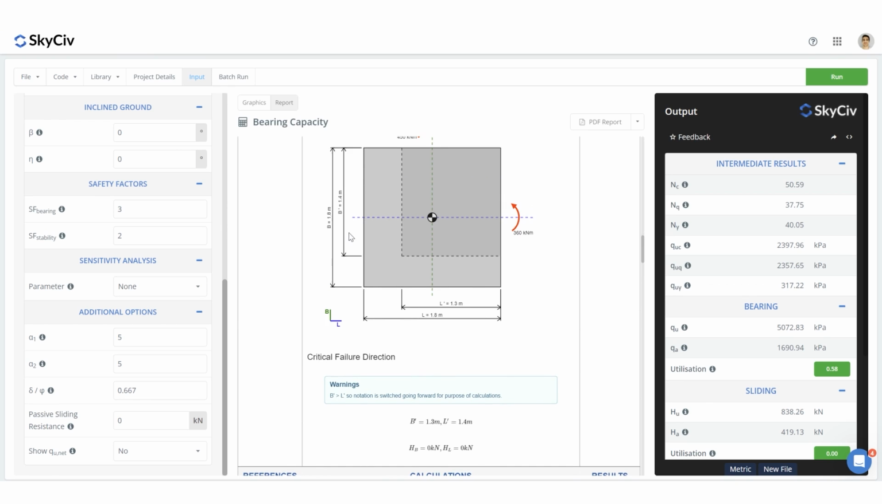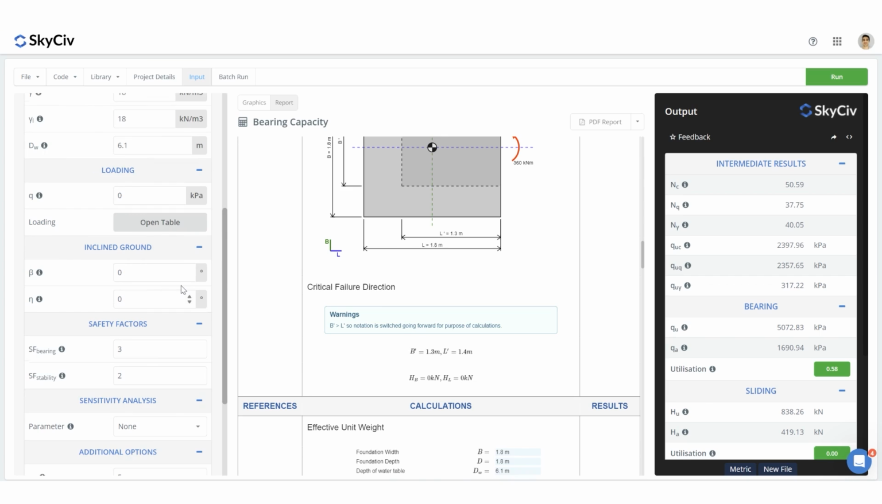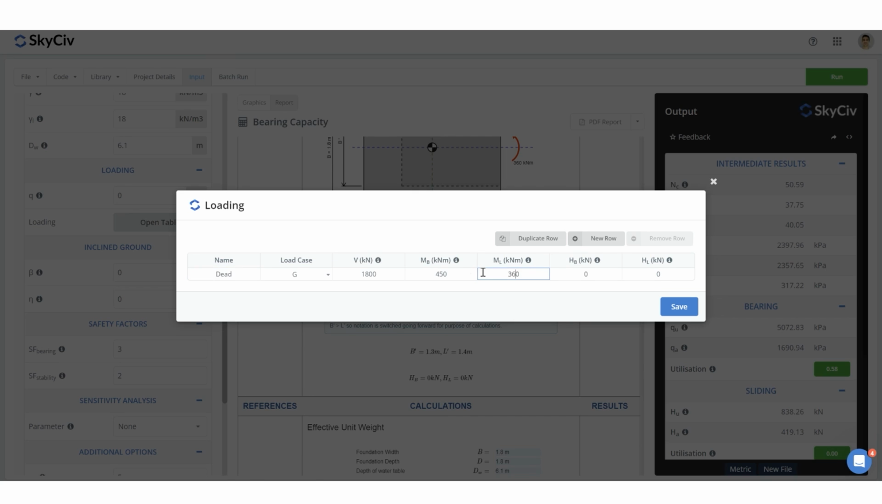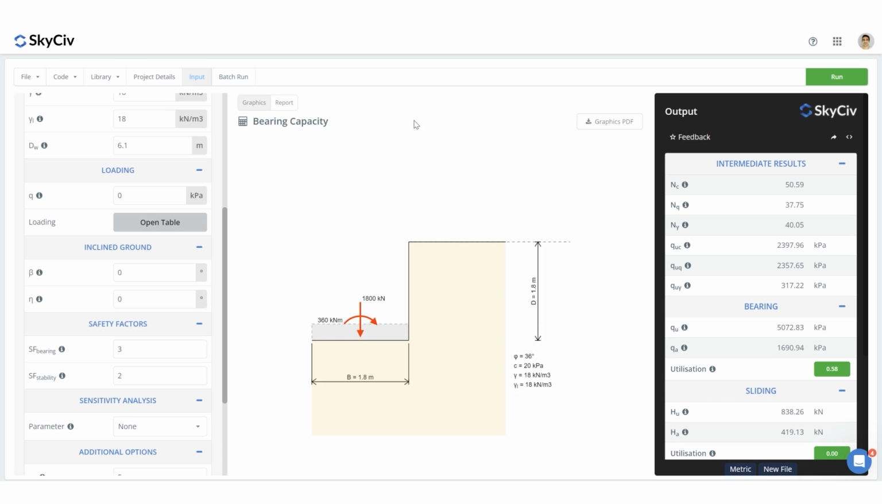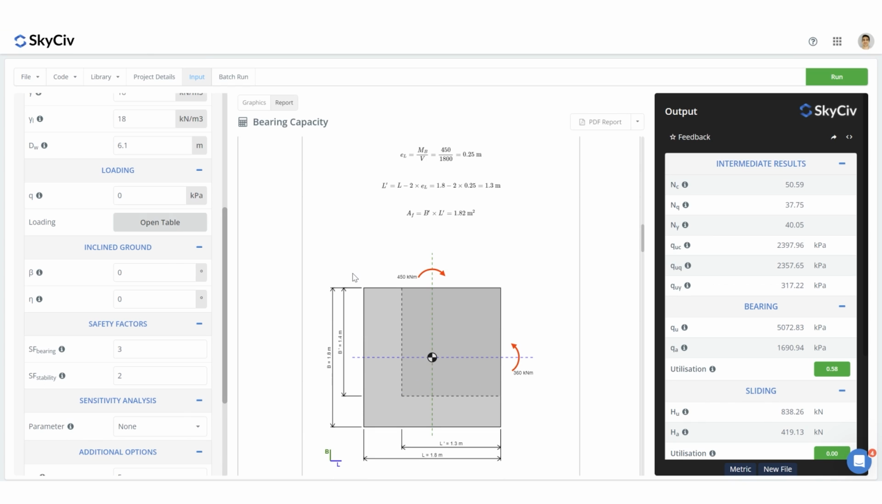So here we can just see that we've switched the directions for B dash and L dash going forward. But if we put in the load table these loads switched about, we just wouldn't have this because we wouldn't need to switch those values in the first place. If we had input these moments differently, the opposite way, we would have B dash equals 1.3 and L dash equals 1.4 already, so we wouldn't switch those.